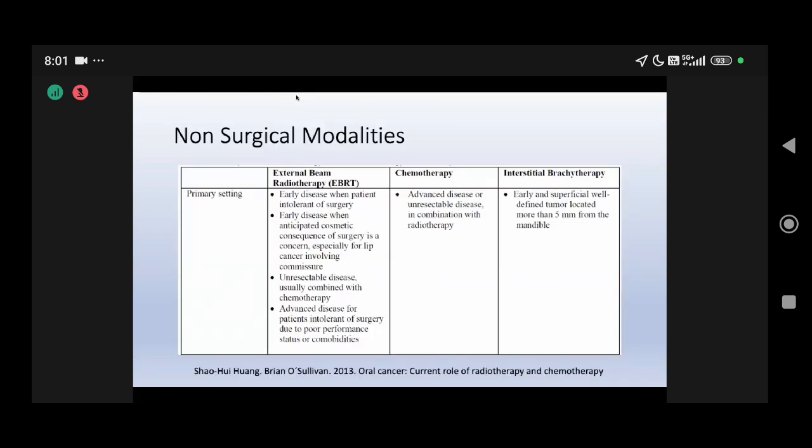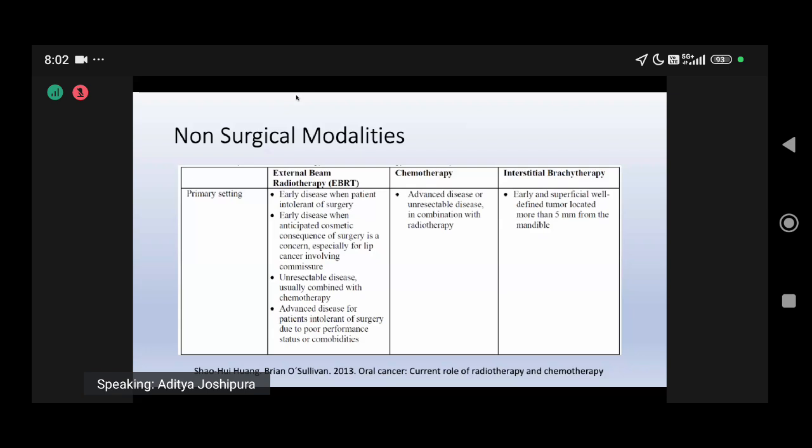Surgery remains the mainstay and cornerstone of treatment, but here you can see in the paper by Brian O'Sullivan in Oral Cancer in 2013, the external beam radiation therapy can be thought of in early disease when the patient is intolerant to the surgery. In early diseases, when the anticipated cosmetic consequences of surgery, like in lip, are drastic, then you can think of EBRT. In unresectable diseases, it's usually combined with chemotherapy, and in advanced diseases, where the patients are intolerant to the surgery or have poor performance status, it can be used in primary settings.